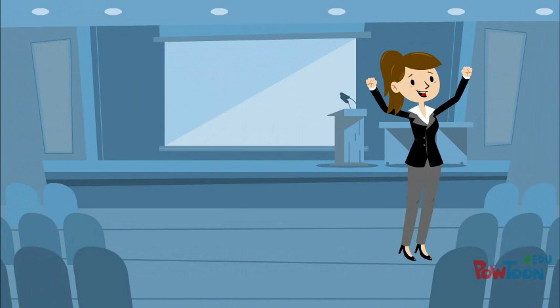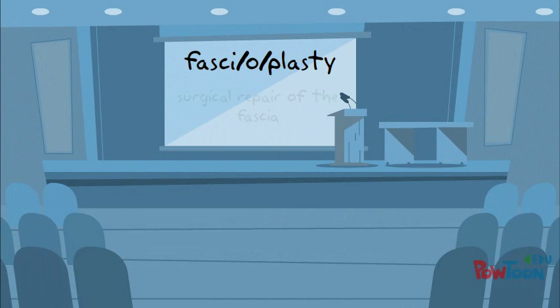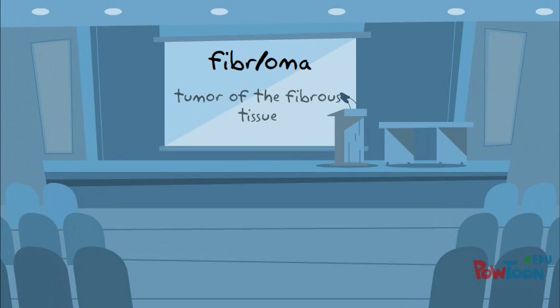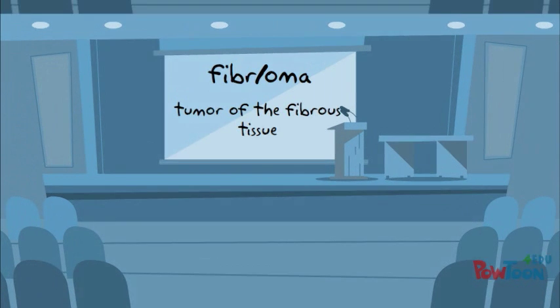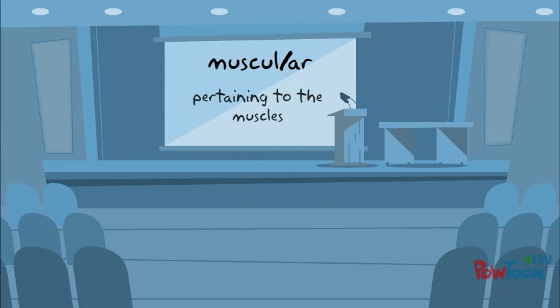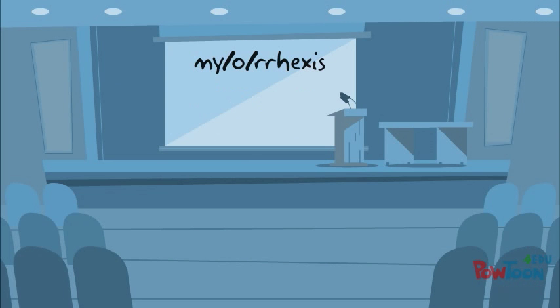Let's put together the root words, prefixes, and suffixes to create some commonly used medical terms in the muscular system. Fascioplasty is the surgical repair of fascia. Fibroma is a tumor of fibrous tissue. Muscular means pertaining to the muscles. Myorexis is the rupture of a muscle.